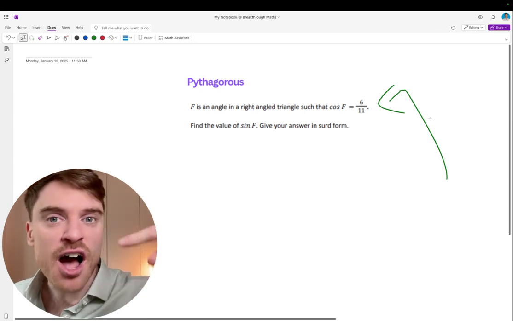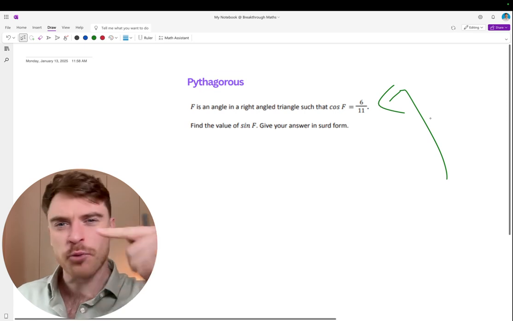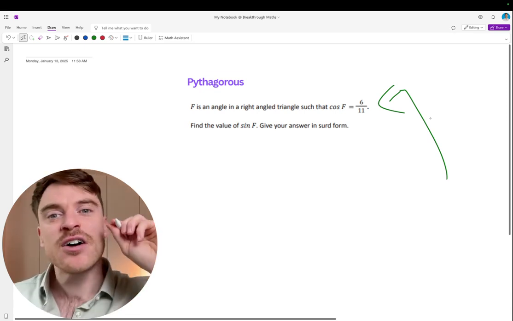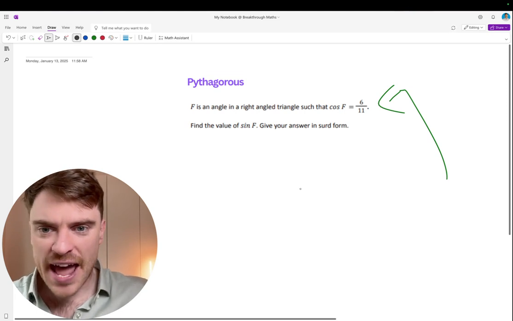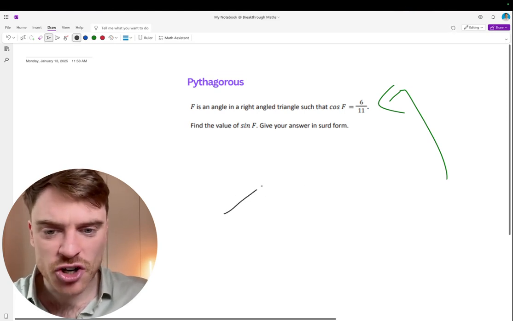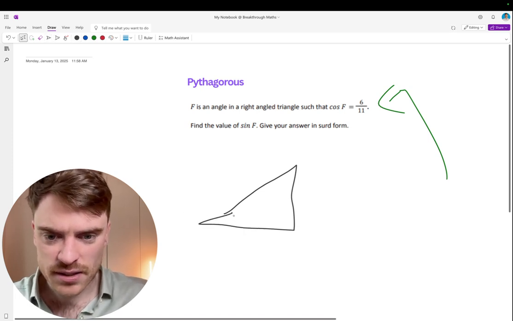In trigonometry, I often say to draw out the triangles, okay? You draw out the triangles, and that will get your brain motoring, and you will get marks for just drawing out the triangle. So watch this fella here. Okay, let's go. F is an angle in a right angle triangle, so we need to draw a right angle triangle, and we call it F, if you want.